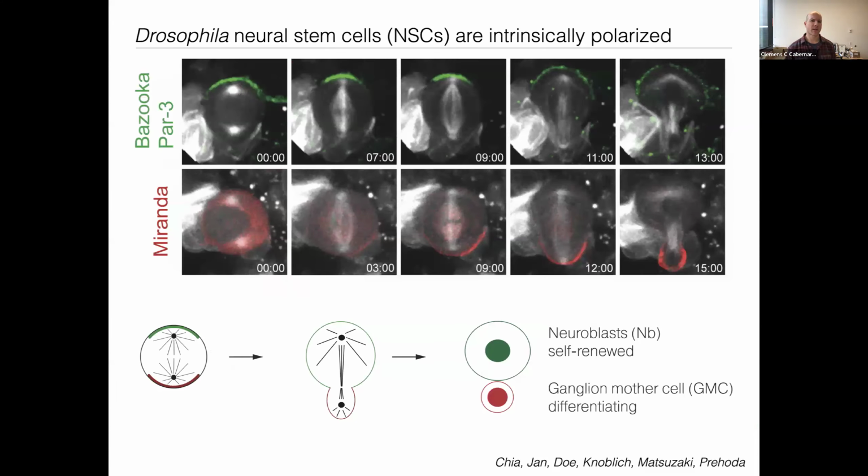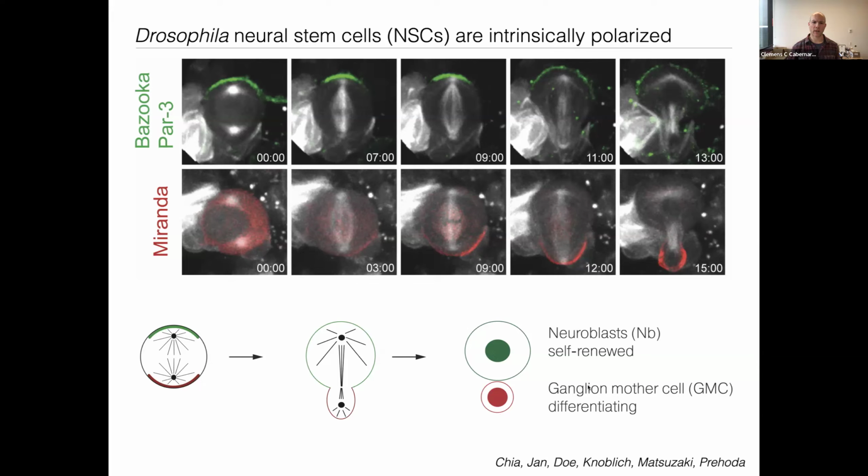So it's been known that these neural stem cells are intrinsically polarized. A lot of labs before us have shown this. We can visualize this polarity axis using apical PAR complex proteins shown here in green, which nicely localize to one side of this neuroblast in mitosis. And as this neural stem cell is dividing, they remain in the self-renewing neural stem cell. On the other side, we see the cell fate determinants shown in red, which nicely segregate into the smaller sibling cell, which will then go on to form a ganglion mother cell that divides one more time to form either two neurons, a neuron and glia, or two glial cells.